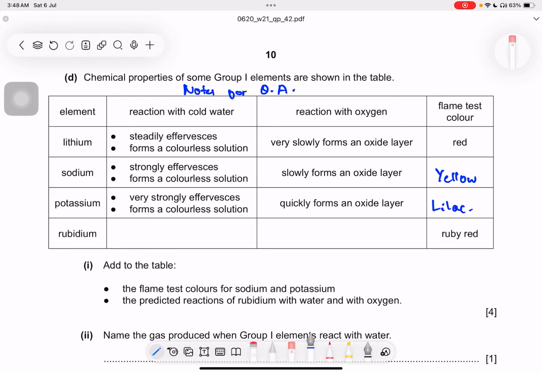Then the predicted reactions of rubidium with water and with oxygen. The reactivity of group 1 metals increases down the group. So rubidium will react even more strongly with cold water as well as oxygen. It should be an explosive reaction. For the reaction with oxygen, an explosive reaction, maybe we can say.